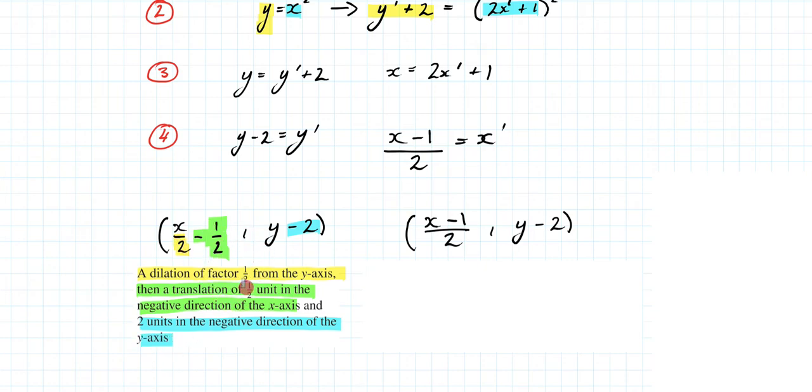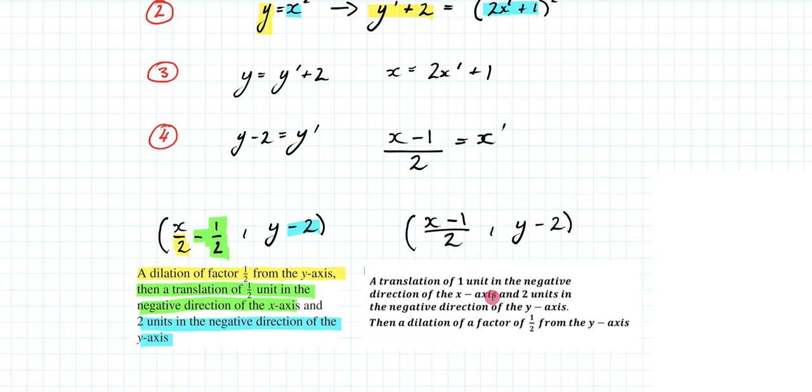But I could actually write down my sequences of transformations differently. So let's come over here now. I could write it down. Let me grab this pen. Actually, let me grab this one. I could write down my translation first.